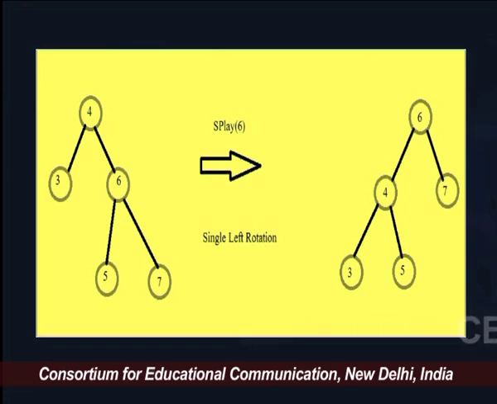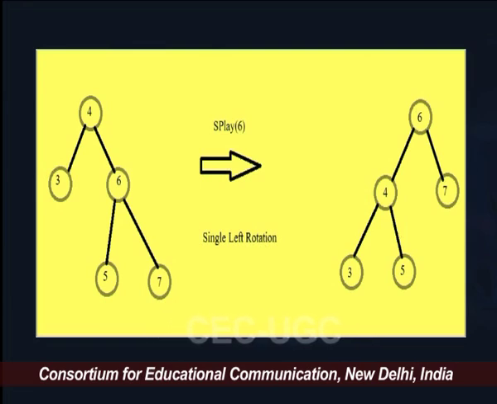In order to preserve the order of the nodes, because we are not even allowed to disturb the search properties of binary search tree, 6 is having 7 as the right child, while 4 as its left child. On the right of 4 it is 5, and on the left of 4 it is 3. In this way we have seen zig rotation and zag rotation.